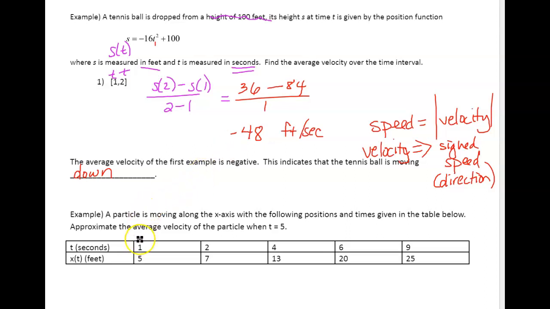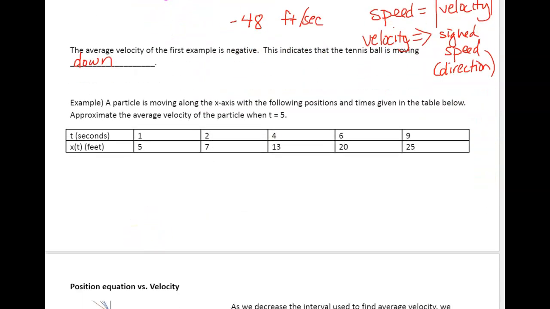Okay, so let's look at our next example. We have a table of values given, and we're talking about a particle moving along the x-axis. So kind of think of this as a number line. These are the position, this is where they are, so it looks like we're moving up and up and up or to the right. Approximate the average velocity when the particle equals 5. So we have to think, well, wait, I don't have 5 here. That's why it says approximate, because we can't find the exact.